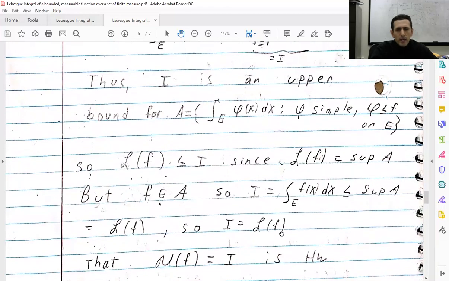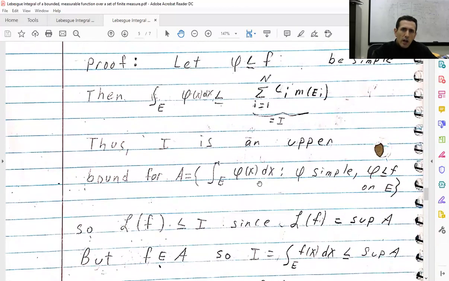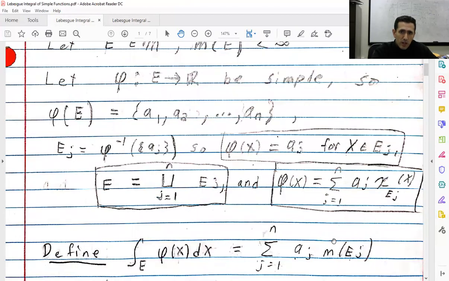And homework is proving that the upper Lebesgue integral actually also coincides with I, so that the upper and the lower Lebesgue integral are equal, and they're going to coincide with I, which coincides with the old definition of the Lebesgue integral of a step function here.